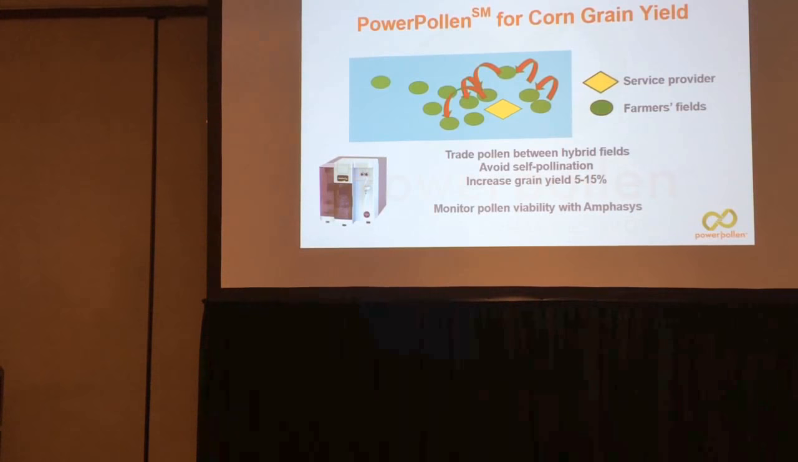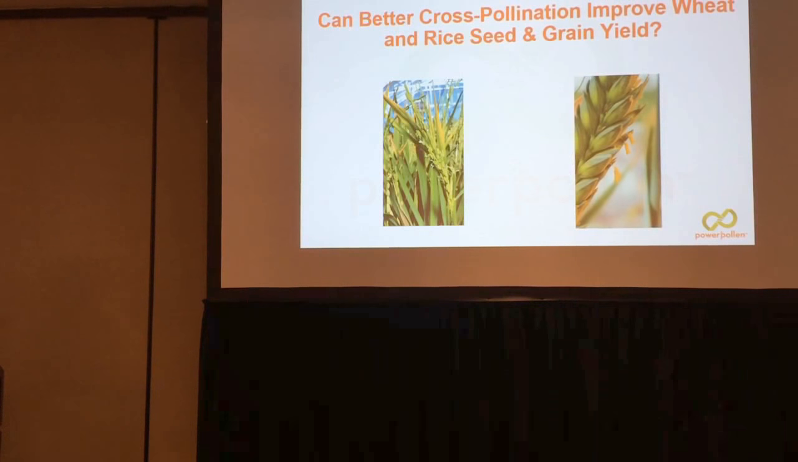If your hybrid's male sterile, it yields more if you can pollinate it. So there's other things you can do to increase yield in this kind of a situation. So can better cross-pollination improve wheat and rice seed and grain yields? We definitely believe that the seed yields can be increased. We know from data that rice hybrid seed production sets about 50% of the seed that it has the potential for. So you could double the seed yield.